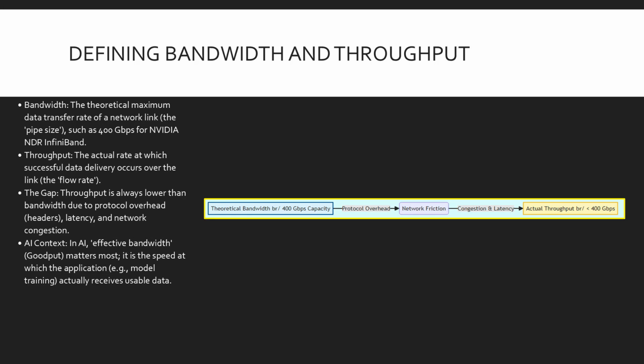Bandwidth is the potential capacity of your hardware. For example, an NVIDIA ConnectX-7 adapter allows a peak of 400 gigabits per second. However, you rarely get the full 400. Throughput is what you actually achieve after accounting for overhead like packet headers and network friction.